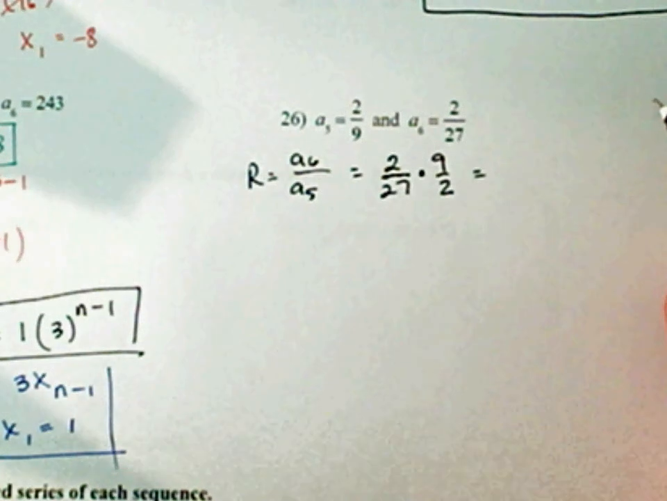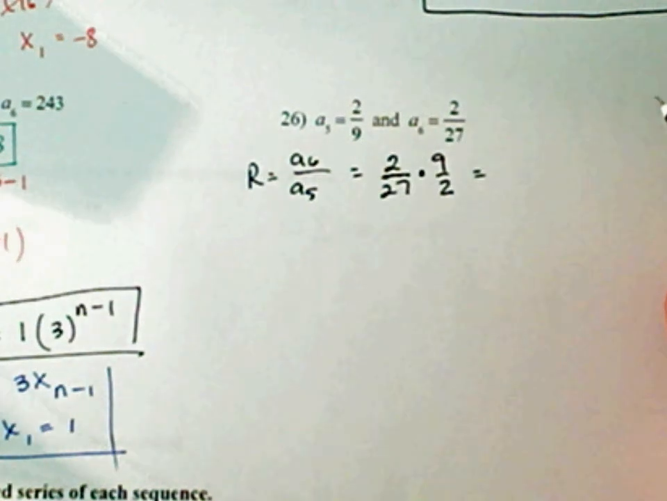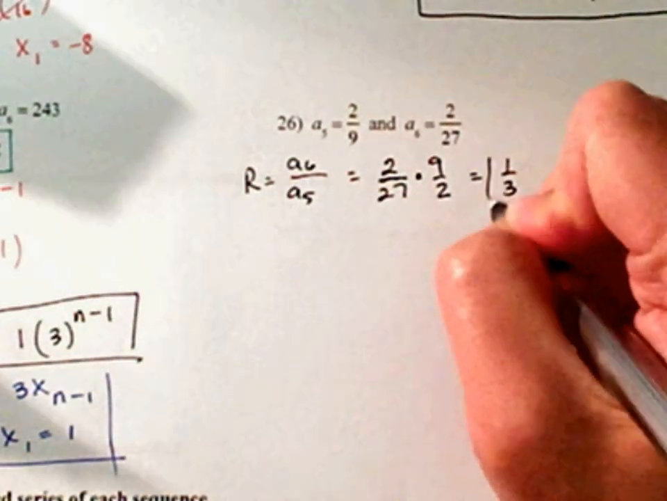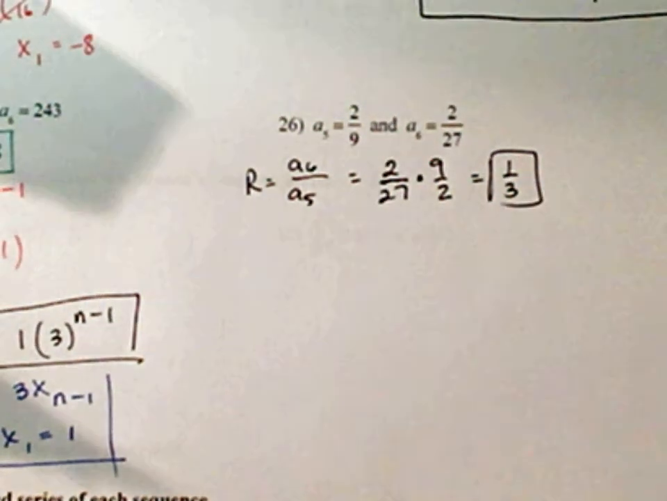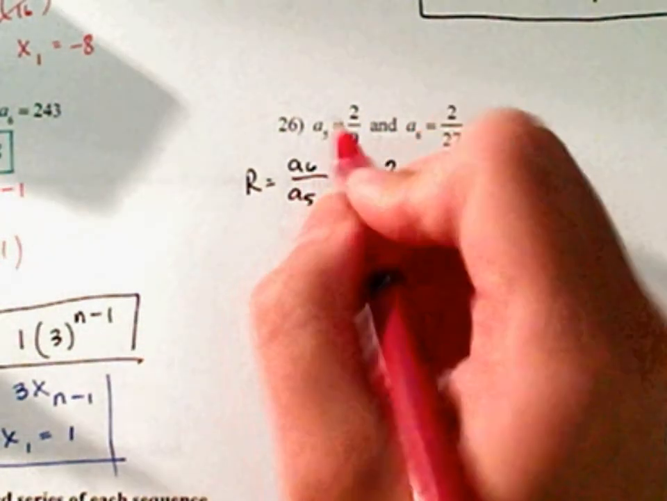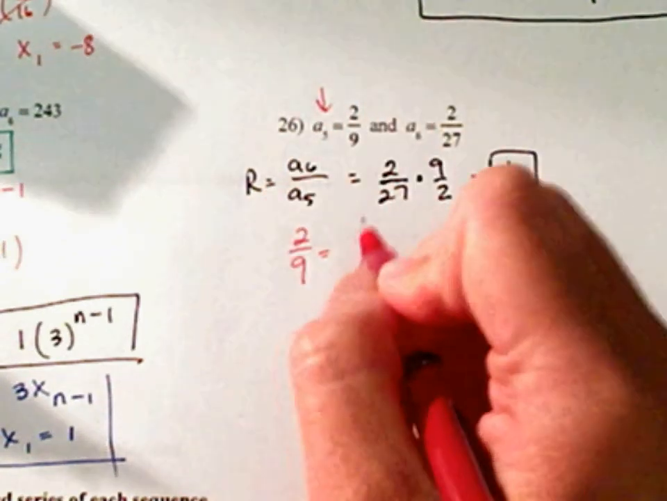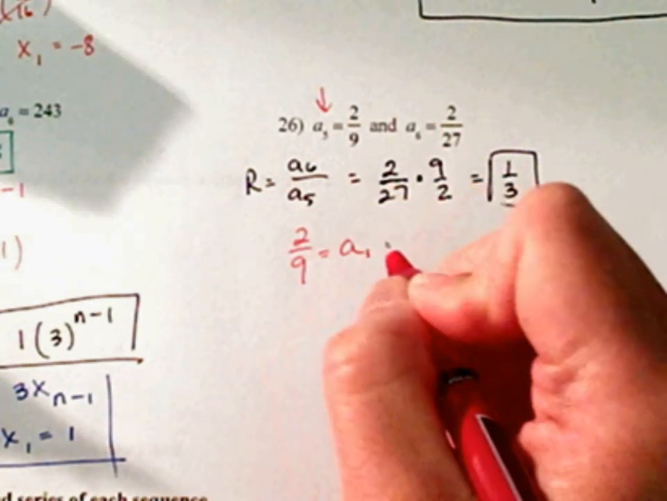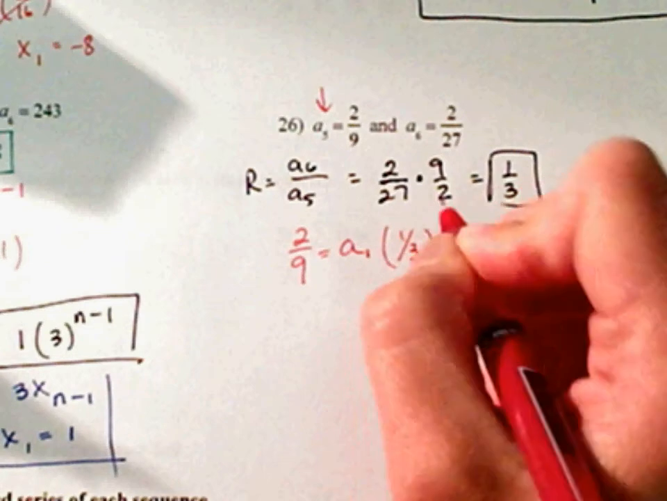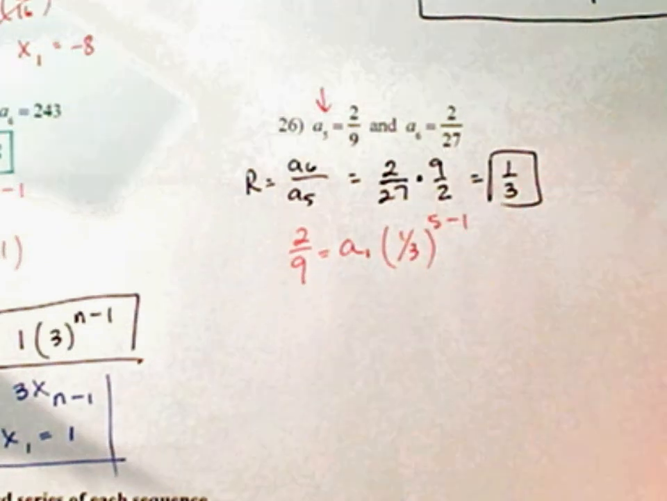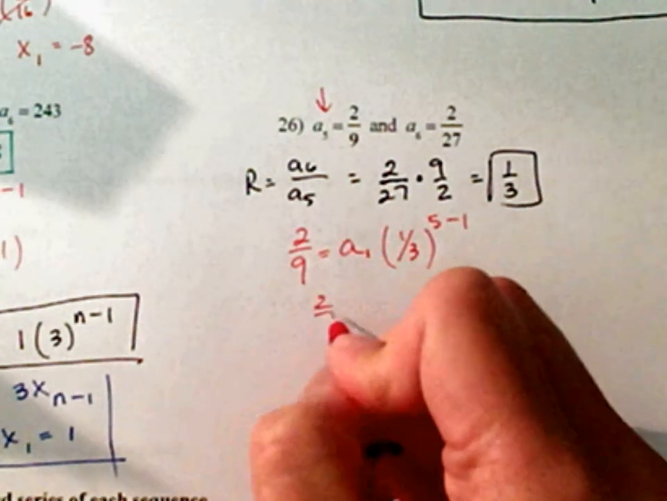Parentheses, 9 divided by 2 comes out to be 1/3. So there's your r. Let's go find our first term. I'm going to use this one. 2 over 9 equals your first term, don't know what that is, times your 1/3 to the 5 minus 1. Okay? So 2 over 9 is equal to a of 1.